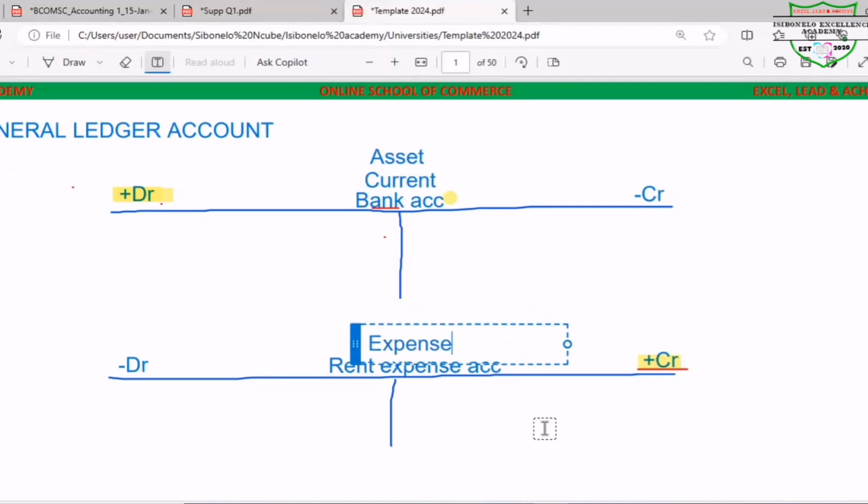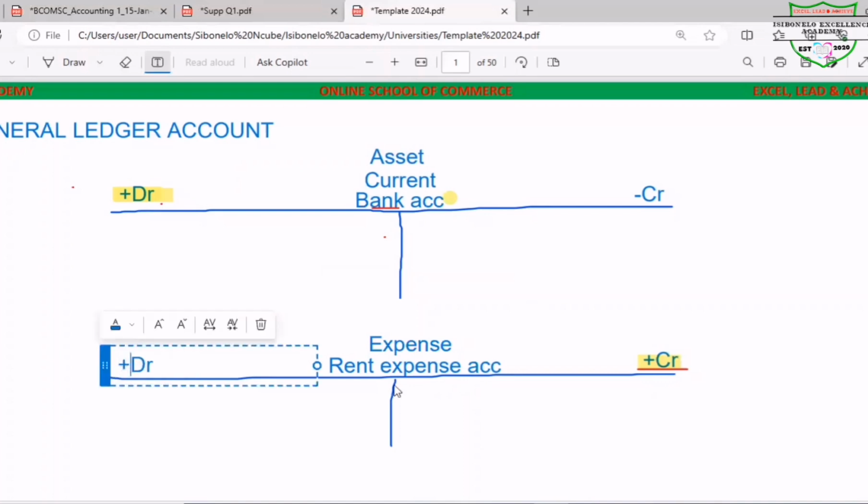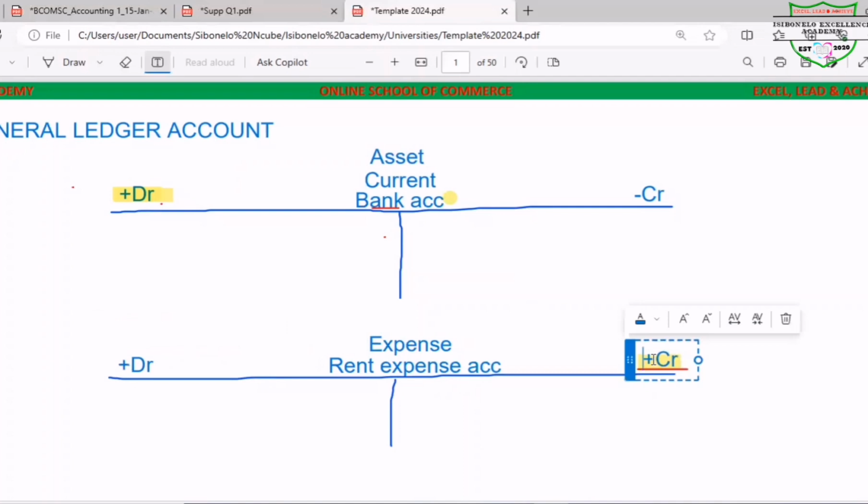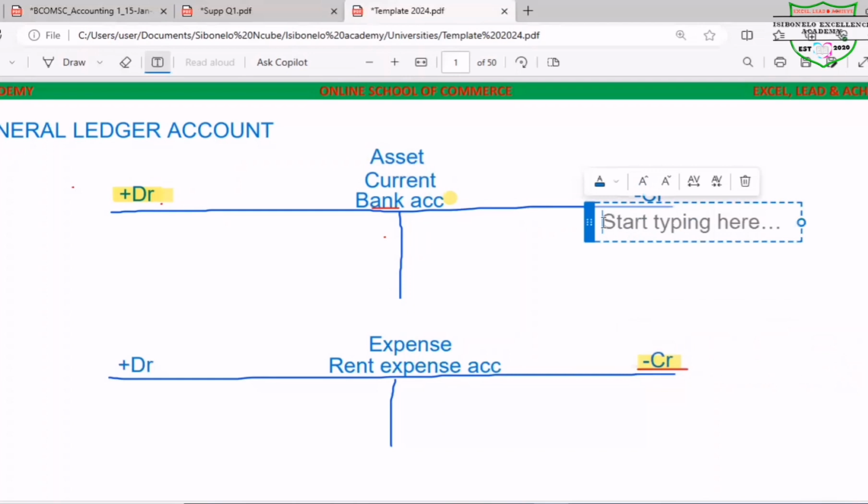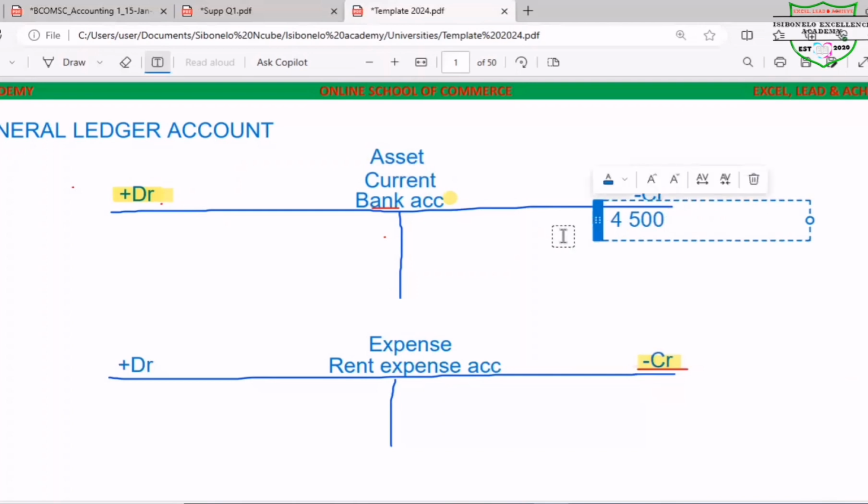In terms of debit and credit, expenses increase on the debit side. So now we are changing here because this is the expense account. Expenses increase on the debit side and decrease on the credit side. So guys, we have made the payment of 4.5 to the landlord for the month of July. When we make the payment, our bank balance will be reduced, so we're gonna show the effect on the credit side. It's credited to our bank account.